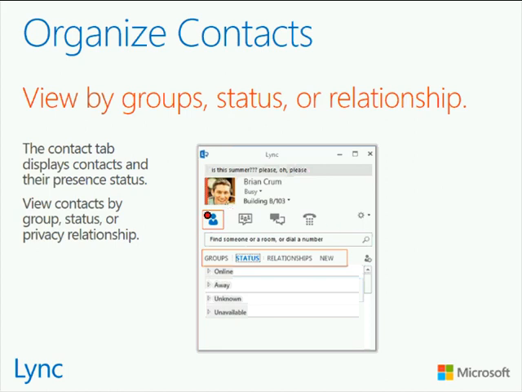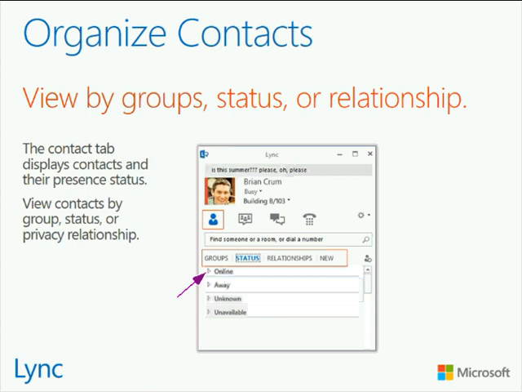And you can view by various methods. You can view by group, by status, by relationship, and I like to view by group. So that allows me to see my groups, and it's a nice way to keep things neat and tidy. I can roll the group up or expand it using the little icon over to the left.